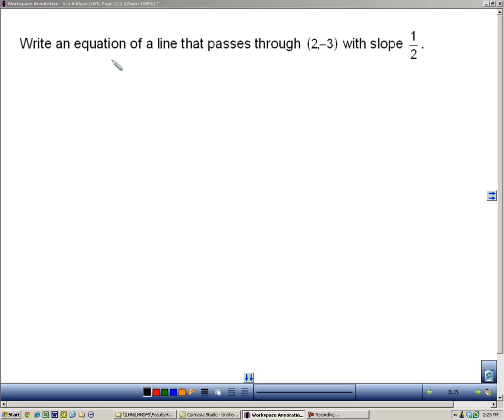Here we have to write an equation of a line. We're given a point and a slope. We know the slope is 1/2, so that's half the battle done, but now we have to find the b. I'll even write that down. Our goal here is to find out what the b is.